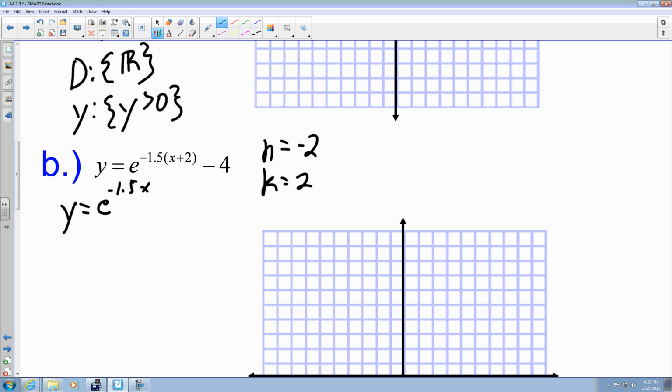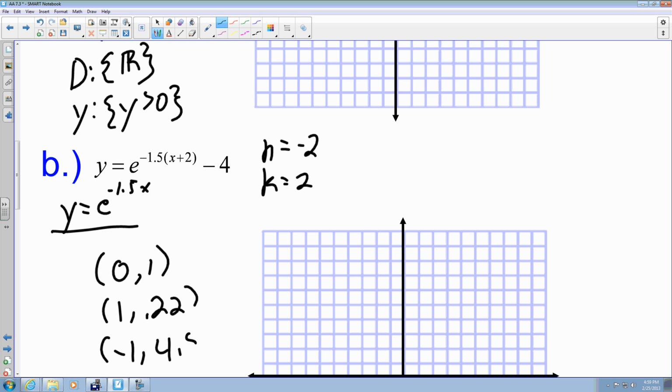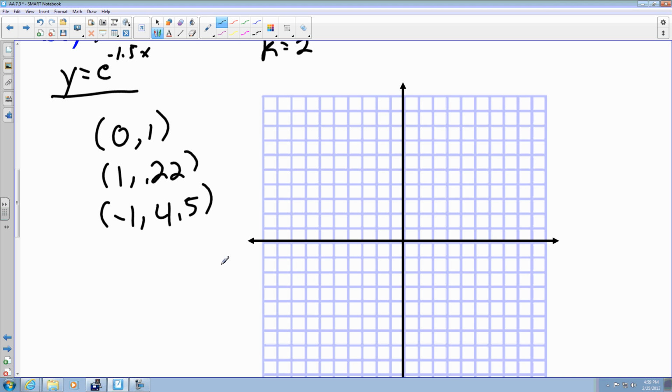So if I just concentrate on this function, I figure out that my first point is going to be 0, comma 1. Second one is going to be 1, comma 0.22, and then the last one's going to be -1, comma 4.5, we'll say, roughly. So if I were to plot these points, I would have 0, 1. I'd have 1, 0.22, so I'd say it's right about there, and then -1, comma 4.5, so 1, 2, 3, 4, so 4.5.